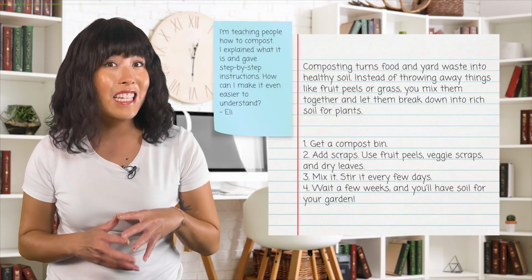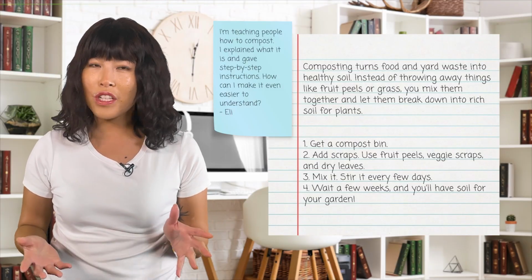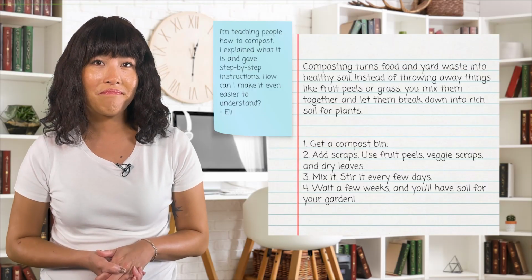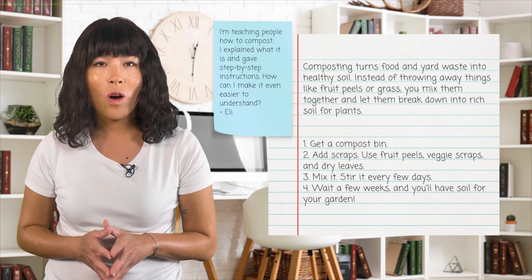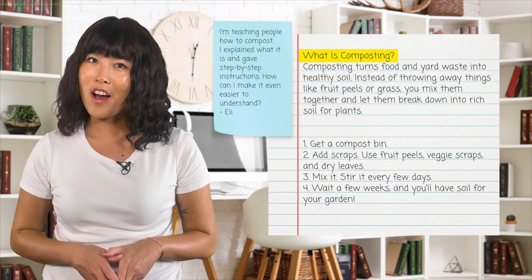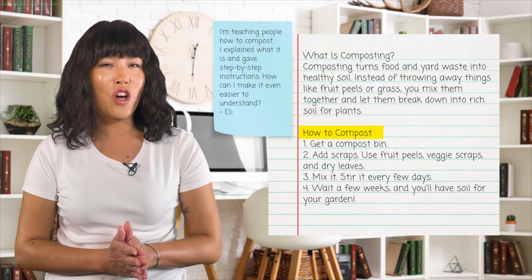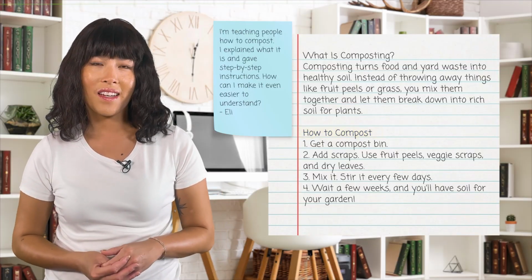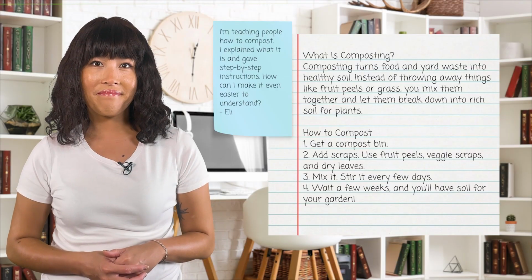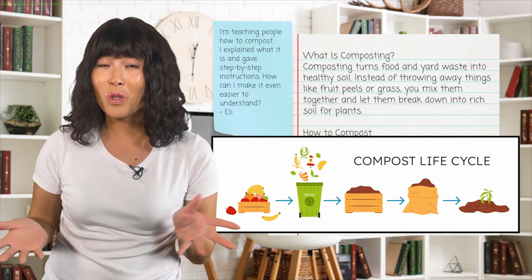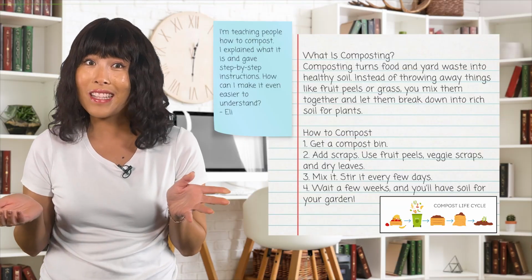So this structure clearly breaks the topic into easy-to-follow steps. Which features would help his readers? I'm noticing there are no headings or subheadings. He could add, "What is composting?" at the top, and "How to compost" here to let his reader know what each part is about. What other text feature do you think Eli should add? A diagram would also be helpful here so the reader could see each of the steps he explains.